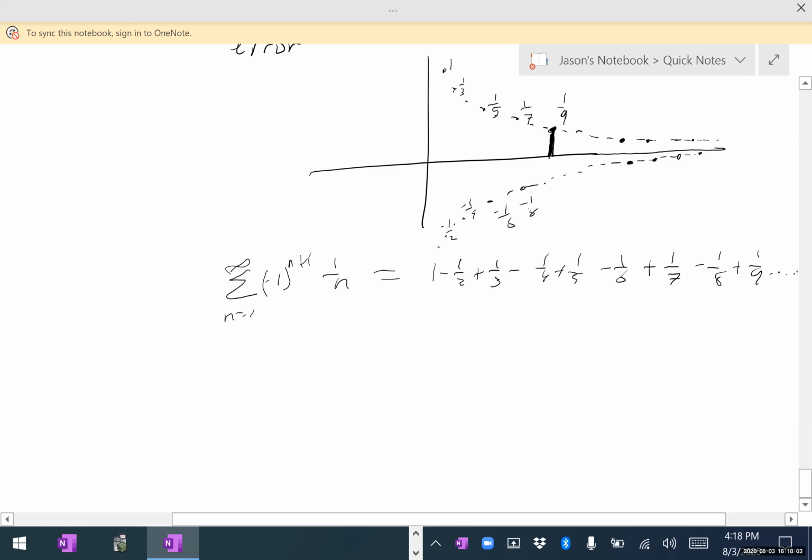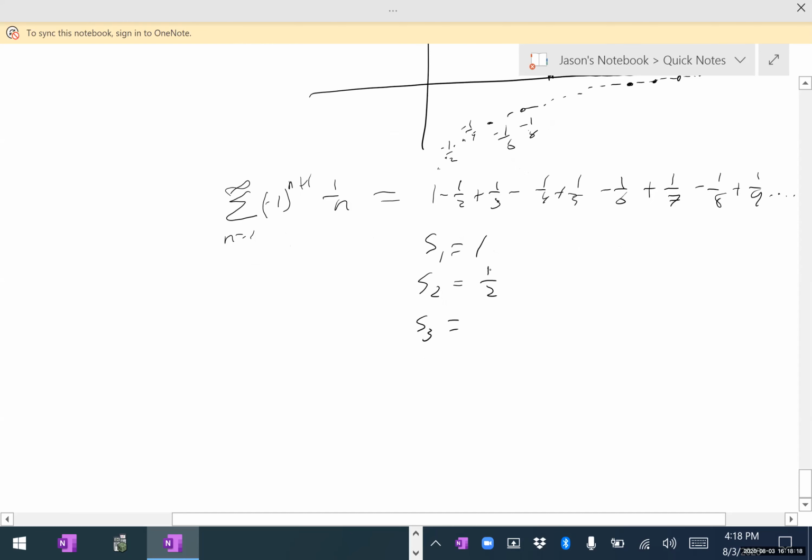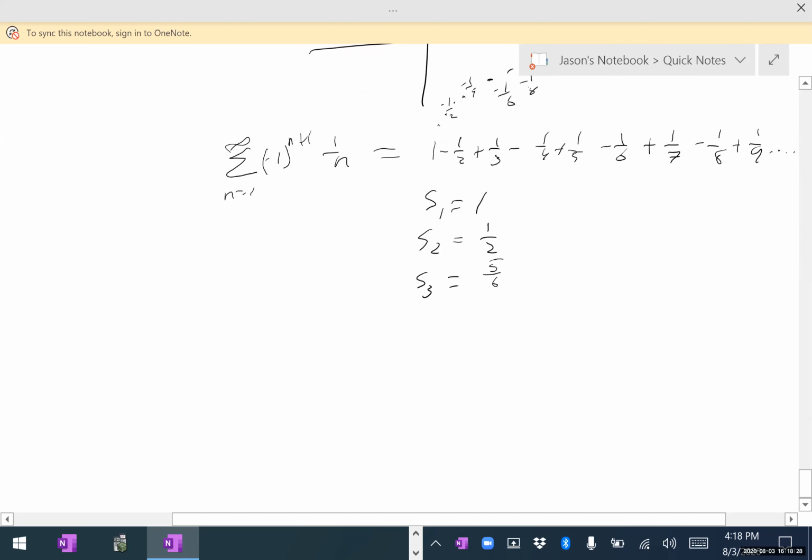Let's look at the partial sums of this. Let's just start adding these up. S1 is 1, right? What's S2? S2 is equal to 1/2. What's S3? S3 is equal to 1/2 plus 1/3, which is 5/6, I believe.